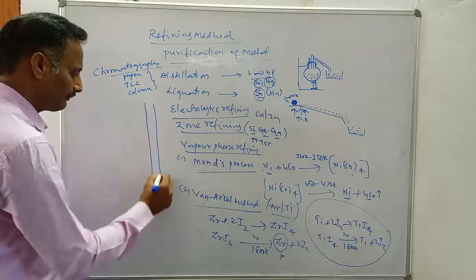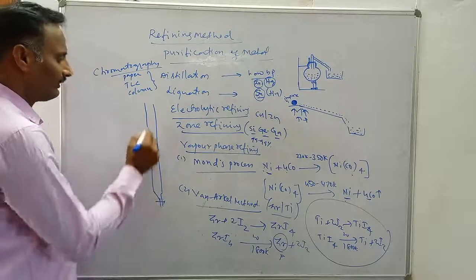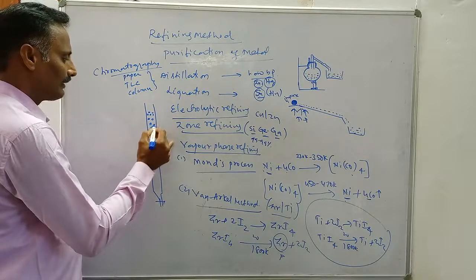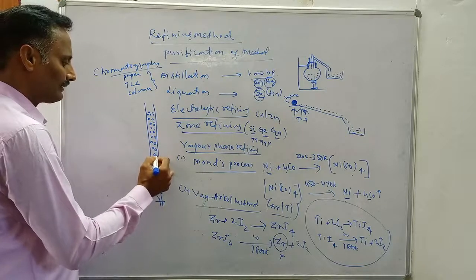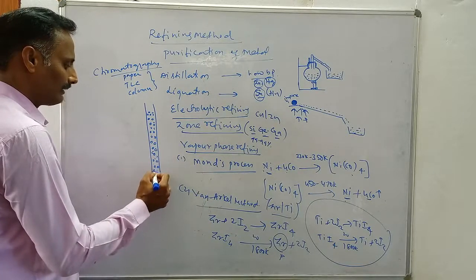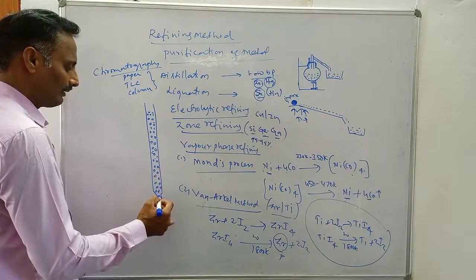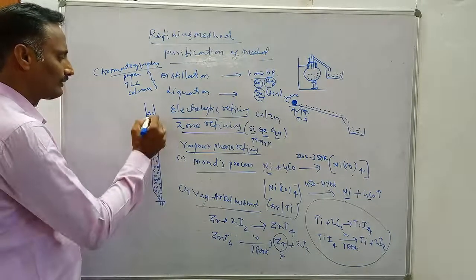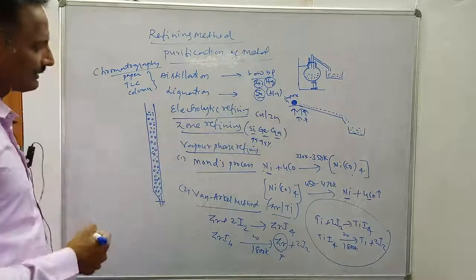This is a burette, and this burette is filled with stationary phase. Generally we use alumina gel or silica gel as a stationary phase. The chromatographic techniques we use have two phases: one is the mobile phase, the other is the stationary phase. You know this very well from the first few syllabus topics on chromatography techniques.